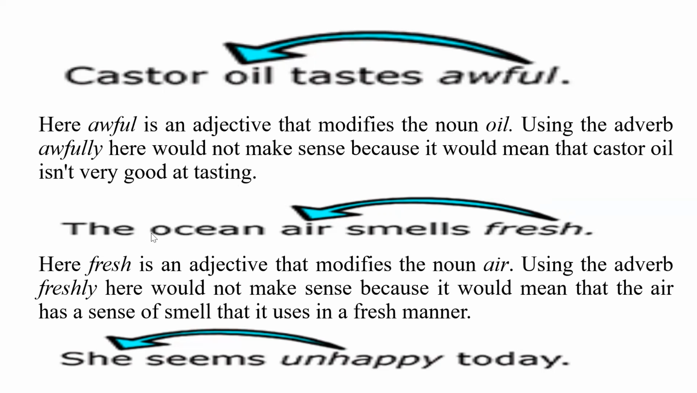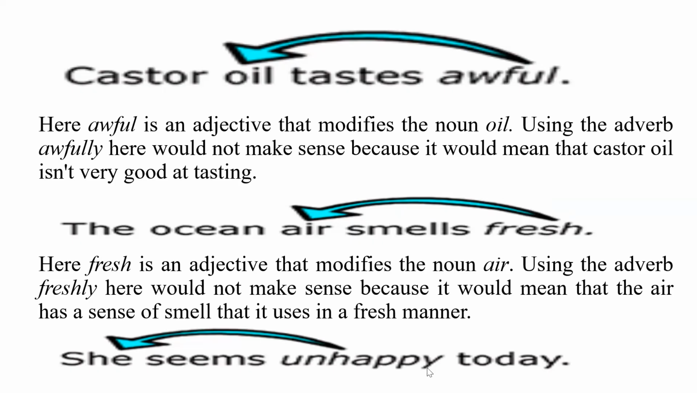Another example: the ocean air smells fresh. Fresh here is an adjective, and smell here is also a linking verb. It connects the subject with the rest of the sentence, and the rest of the sentence here is fresh, which refers back to the subject.